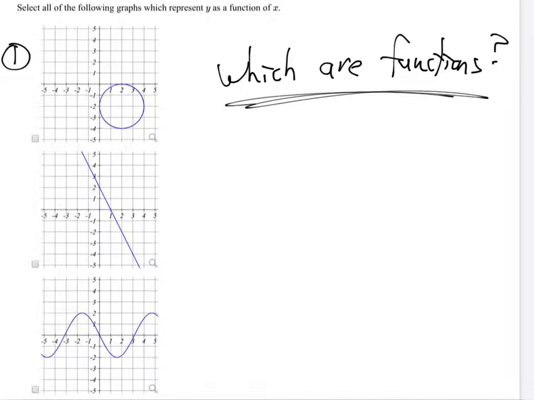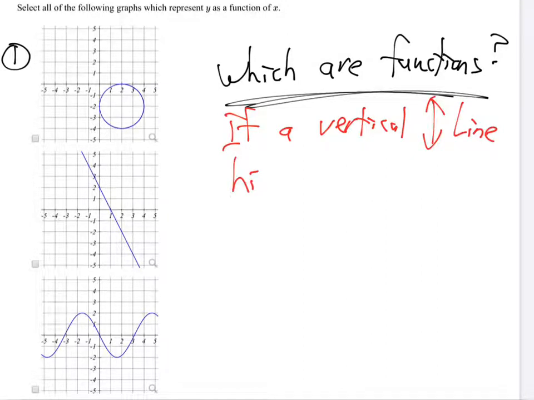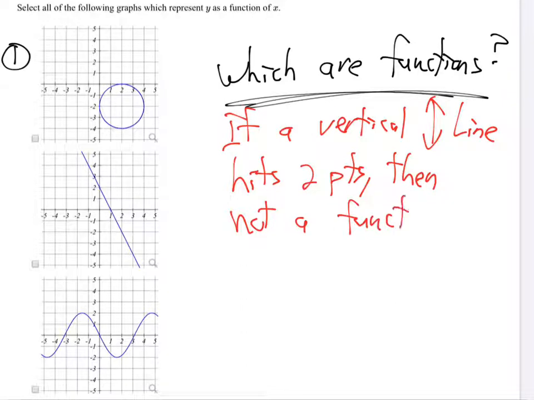So basically, if a vertical line, like the y-axis, straight up and down, hits 2 points, then it's not a function. Basically, we don't want that. Now, it seems kind of crazy. Why don't we want that? We'll talk about that in a minute. But let's first just get used to it. See how this hits 2 points? Then no, that's not a function.